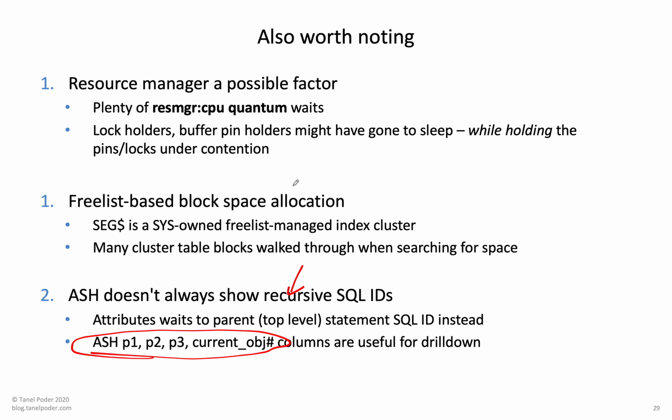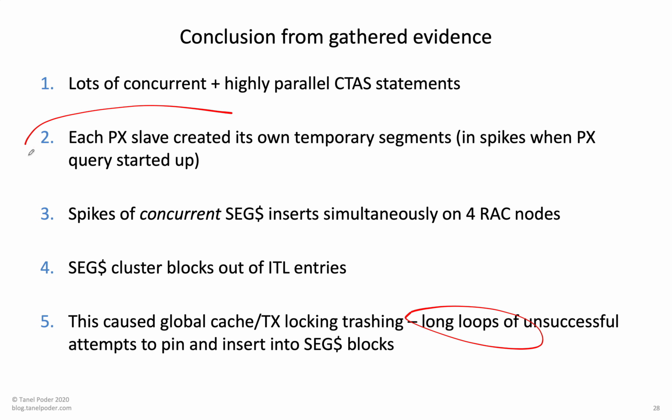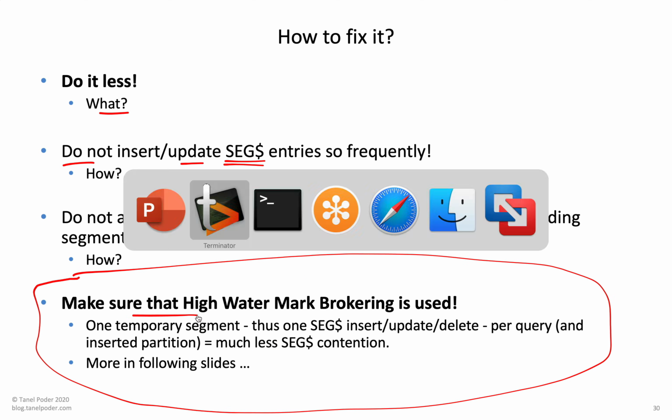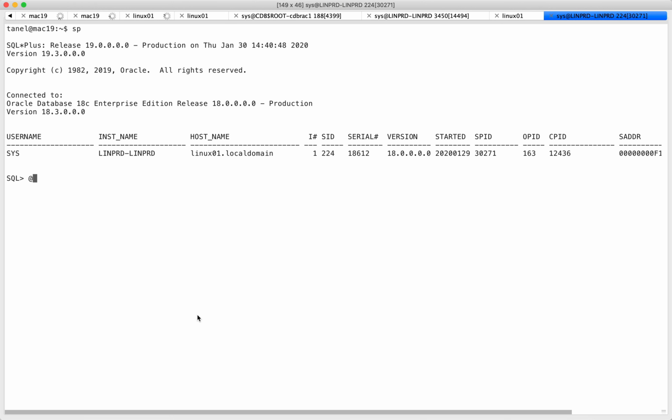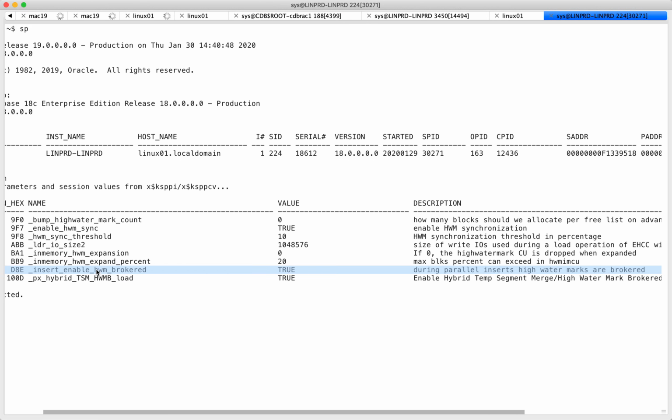Remember that each parallel slave creates its own temporary segment. This is a legacy thing, which, starting from Oracle 12 and partially in 11, has actually gone away. There is something called high watermark brokering for inserts, and this is starting from Oracle 12, I think. So these are all true by default now.